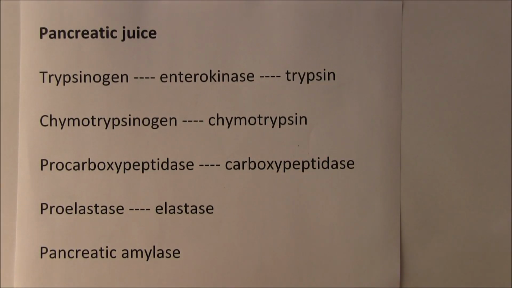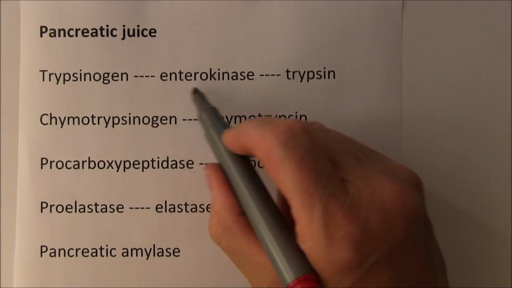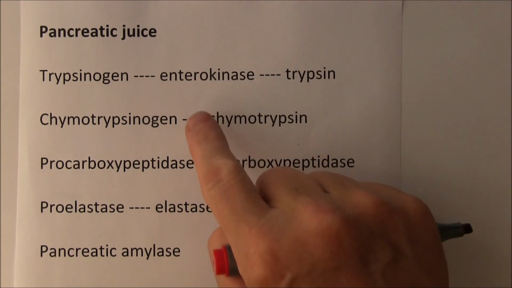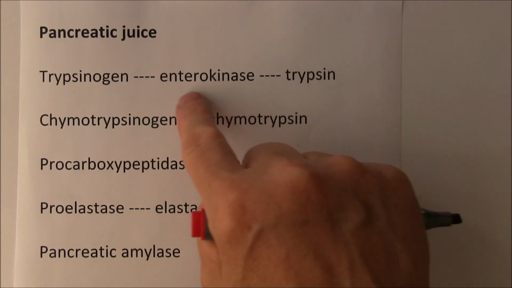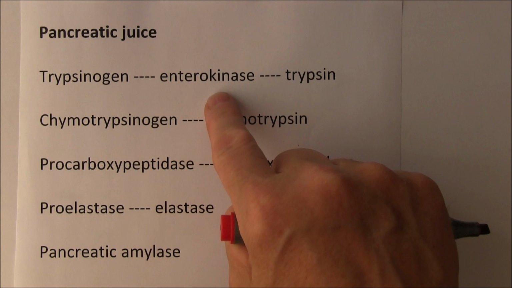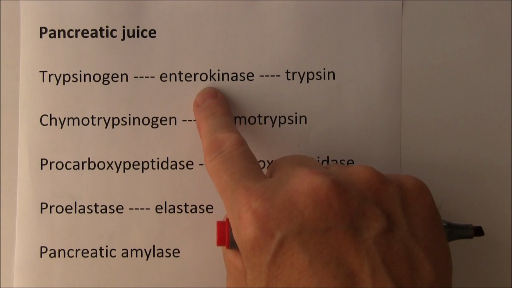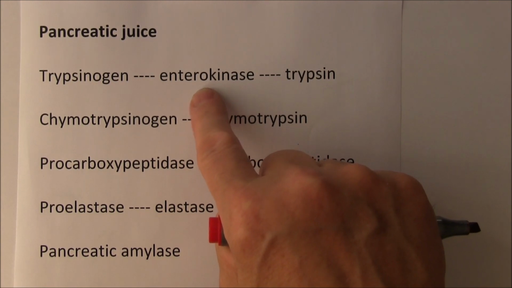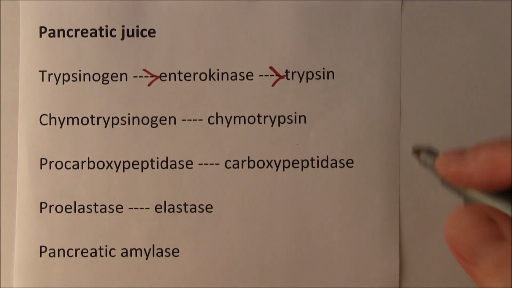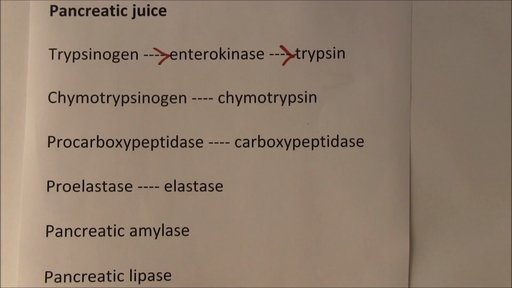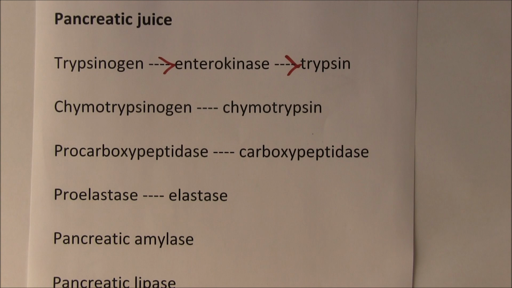And the trypsinogen is actually activated into trypsin by enterokinase. And enterokinase is what we call a brush border enzyme. It's produced by the enterocytes lining the lumen of the duodenum. So the trypsinogen will come into contact with the brush border of the duodenum. The brush border will contain enterokinase, and that will activate it into the active protease trypsin. So we now have activated trypsin in the lumen of the duodenum.